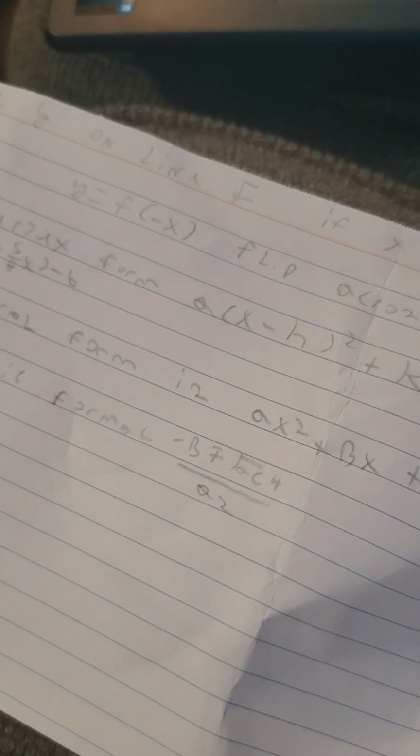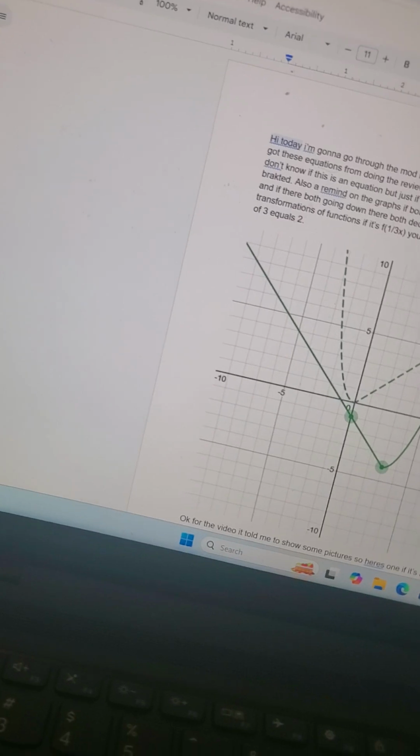I got the vertex formula, which is the only one I actually used on the test, and then I got the general formula, like this for standard form. I also used that on the test, and then I also got the quadratic formula because I remember it, but I didn't use it. It's good to remember. So I'm just gonna go through the review modules I did and how I got the equations and review for the test, I guess.